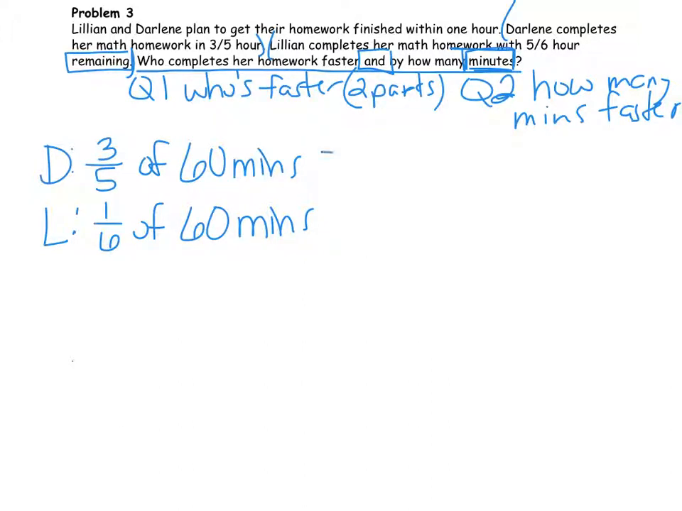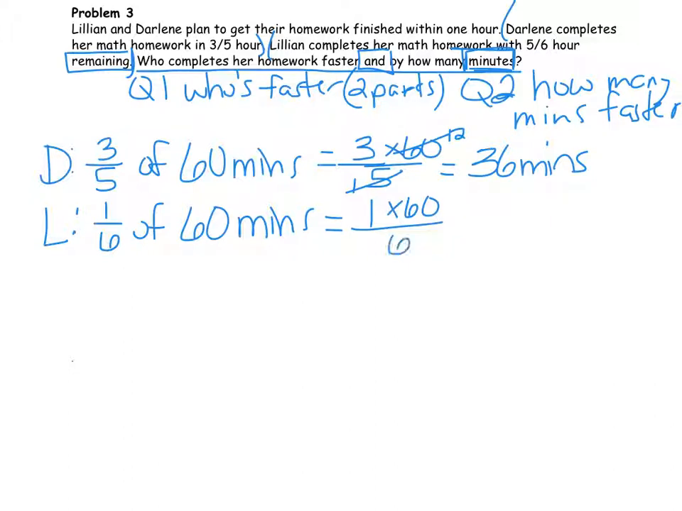So let's solve these. So 3/5 times 60. Oh, simplify. It makes life so much easier. 60 divided by 5 is 12. 5 divided by 5 is 1. So 3 times 12 is 36 minutes. All right, that's how long Darlene worked. So now I've got to figure out Lillian, 1/6 of an hour, 1/6 of 60 minutes. So 1 times 60 over 6. Oh, let's simplify. Makes life so much easier. 60 divided by 6 is 10. 6 divided by 6 is 1. So 10 minutes. Oh my goodness, Lillian, I think you might have hurried while you were doing your homework.